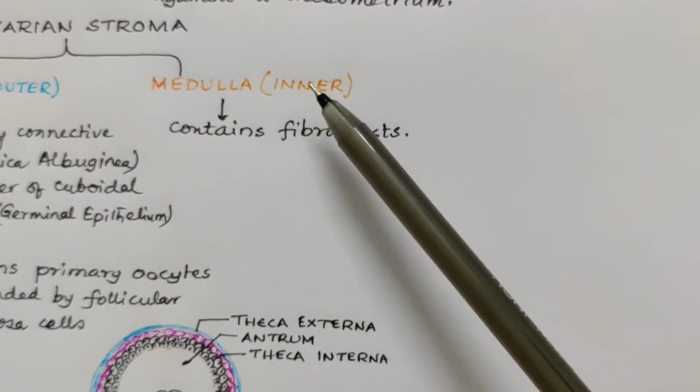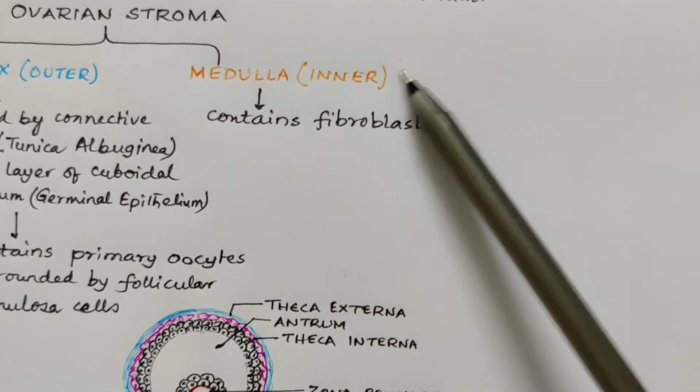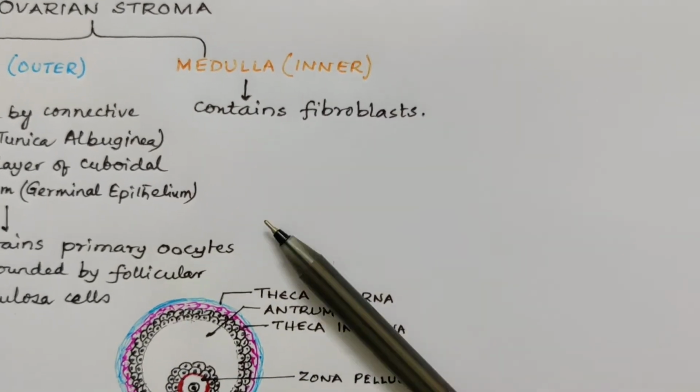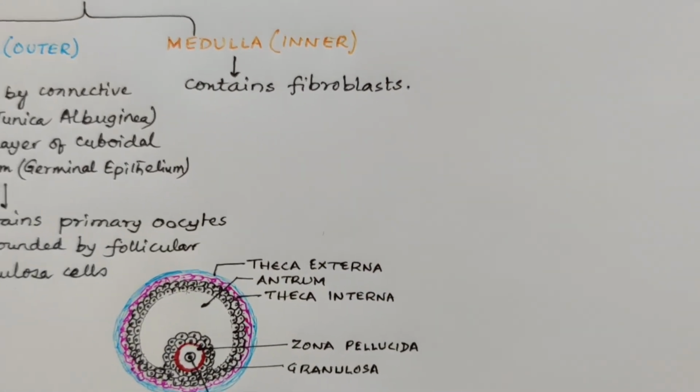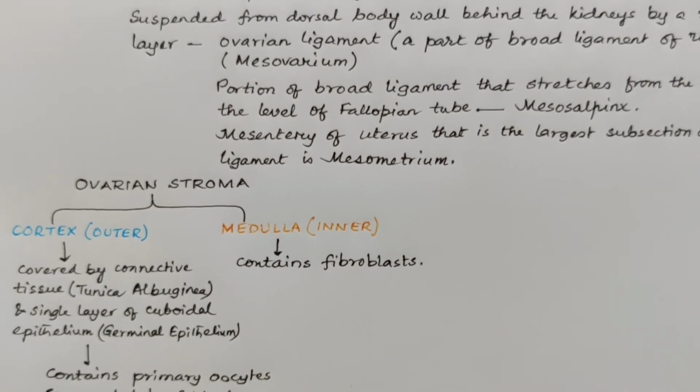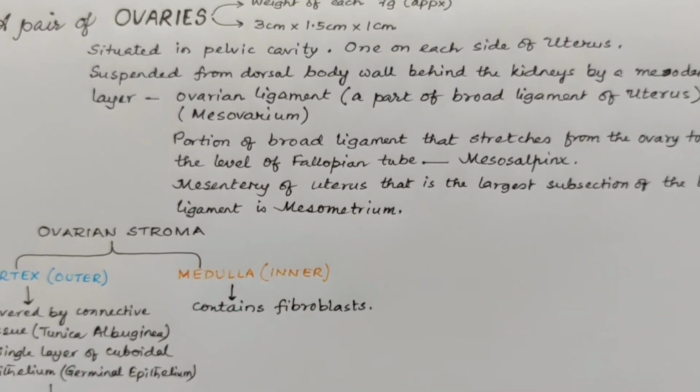The medulla is the inner part of the ovarian stroma, which contains fibroblast cells. So this is all about the structure of the female reproductive organs.